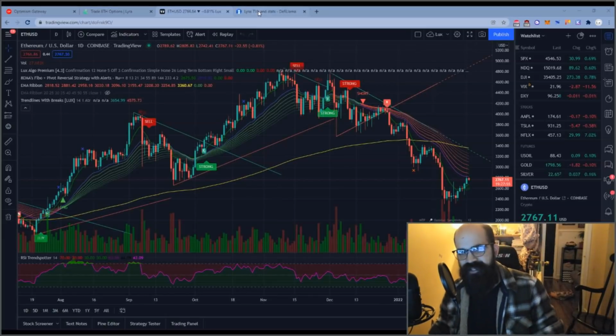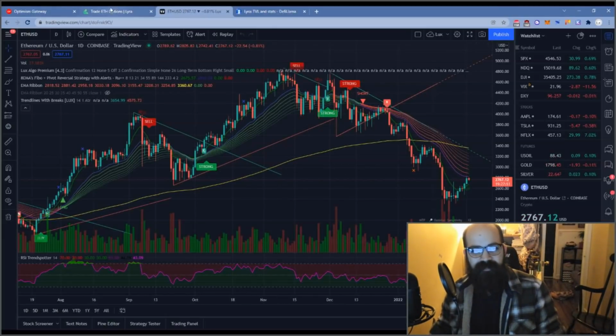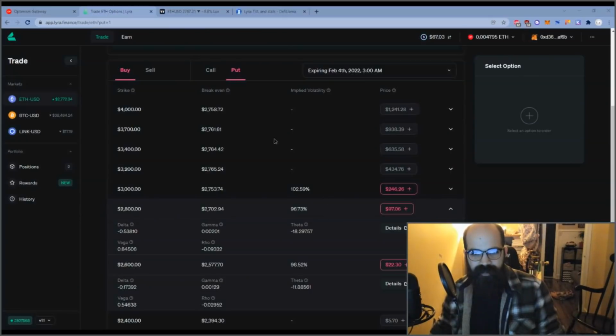Well, the expiration's in 3 days. I don't know if I want to buy a put so close to expiration. But I could buy this put here. This is a good hedge, actually. You know what? Maybe I will buy this just to hedge my bets.